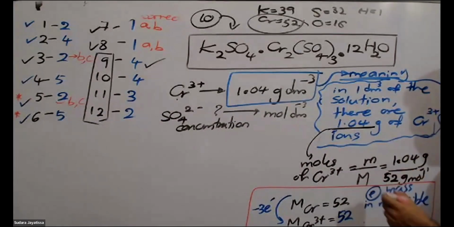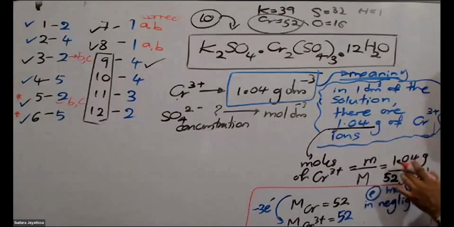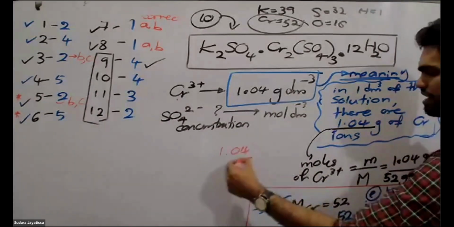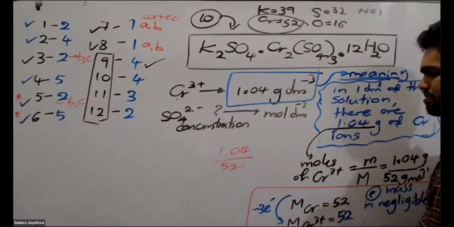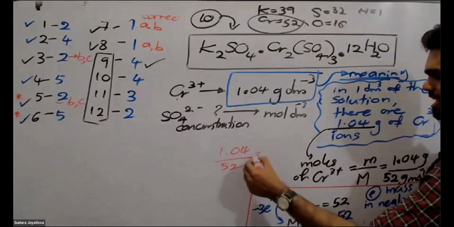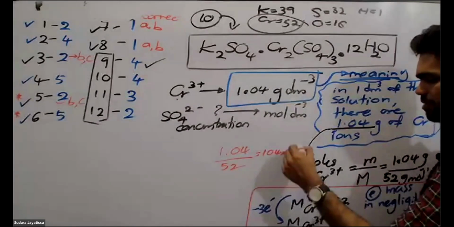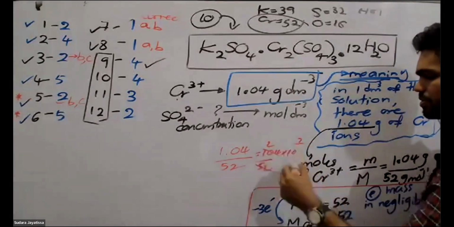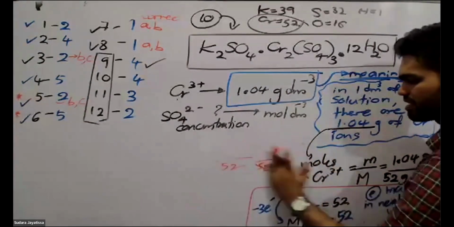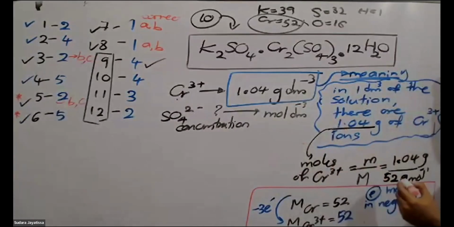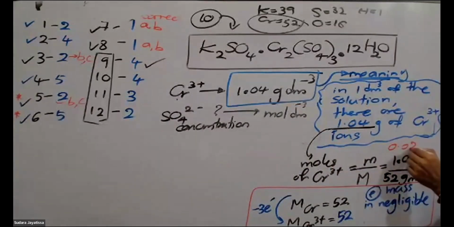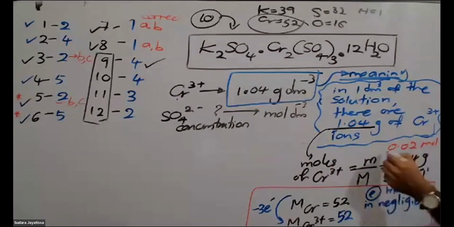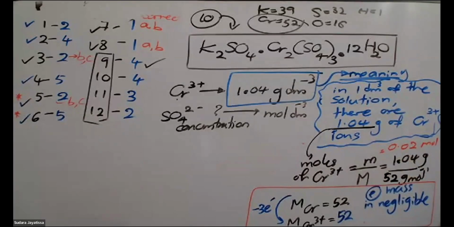So what is the number of moles here? 1.04 divided by 52. You can say like this, no? 104 into 10 to the power minus 2 divided by 52. 2 times 2 into 10 to the power minus 2, 0.02. 0.02 moles of chromium 3 plus is there.